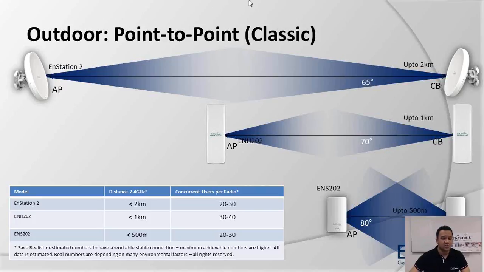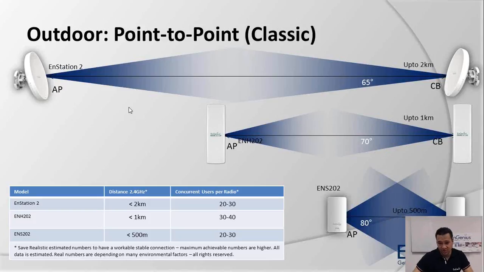In this slide, End Station has a smaller angle, 65 degrees, ENH 70 degrees, ENS 80 degrees. Smaller angle, but higher antenna gain, and the ENS has the lowest antenna gain. So you see the difference in capable distances. For the End Station up to 2 kilometers, ENH 1 kilometer, ENS 500 meters.